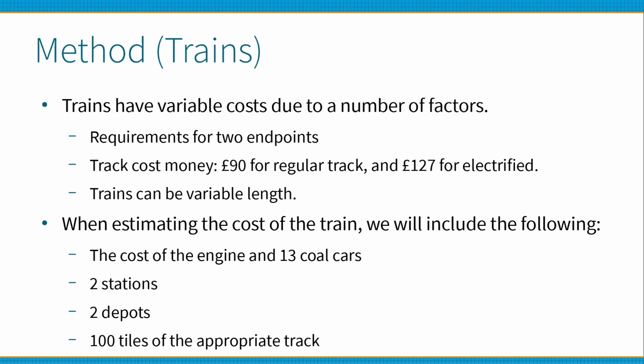In order to account for this, we'll include the following: the cost of the engine. And then we're also going to include for the fleet size optimization, 3 coal cars, and for the capacity optimization, 13 coal cars. Each train gets with it 2 stations, 2 depots, and 100 tiles of track. Whether or not we use that is up to us. We're definitely going to use the 2 stations and 2 depots. We may use less or more than the 100 tiles of track.